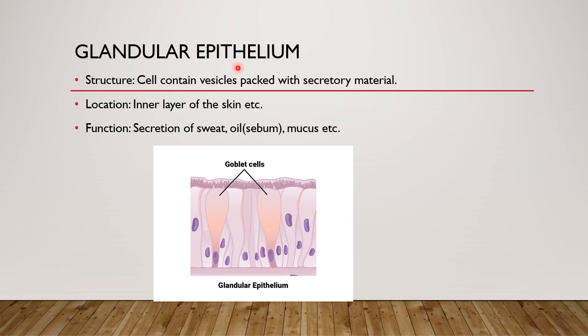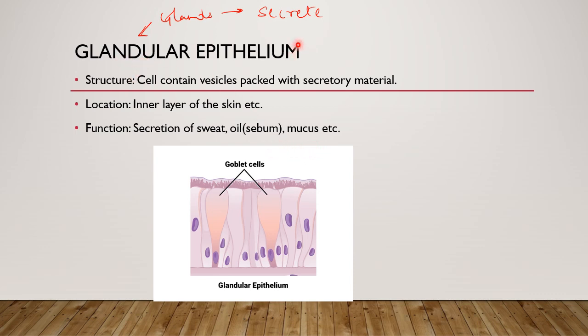Then we have glandular epithelium. Again, as the name says, they have glands. If they have glands, that means they are going to secrete something. So how is the structure? The cell contains vesicles, that means bag-like, packed with secretory material. Location, they are present in the inner layer of the skin and so on. Can you imagine what they would do? Yes, they secrete sweat, oil, and mucus, etc. Mucus is the secretion which is there inside our nose also.